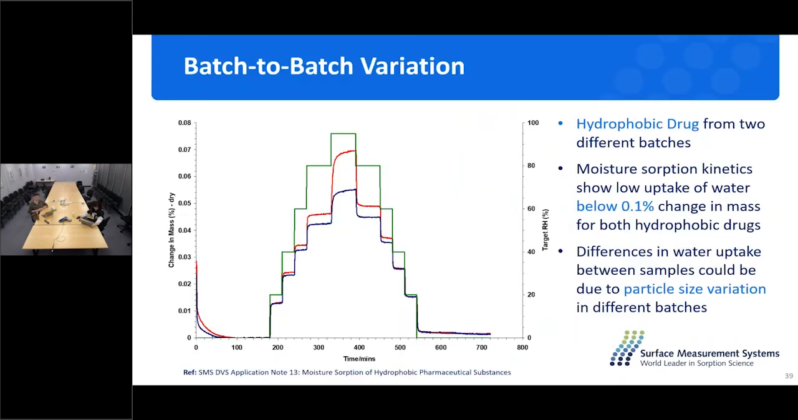And another slide we have here is on the variation between different batches, where DVS can have very good sensitivity to determine hydrophobic drugs with very low uptake of water, only about 0.07 and 0.05%. This variation in different batches could be related to the particle size of different batches, which gives you a different surface area. And this low water uptake is related to the surface sorption of water molecules for different sizes in different batches.